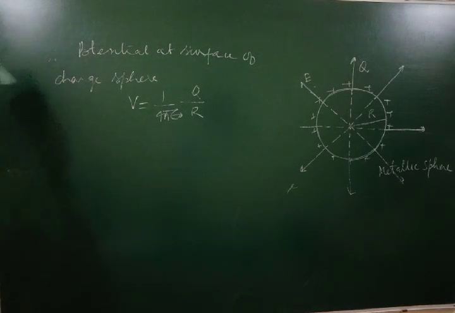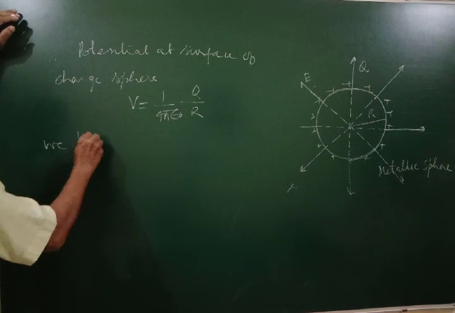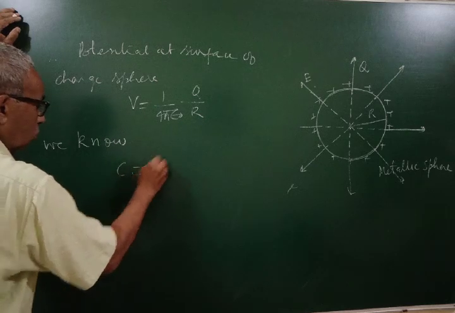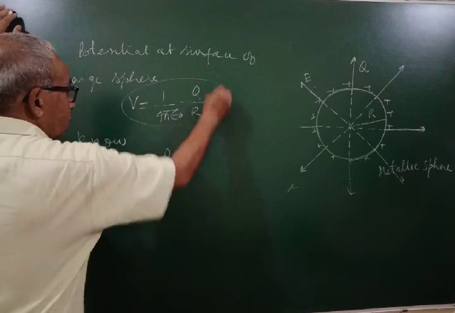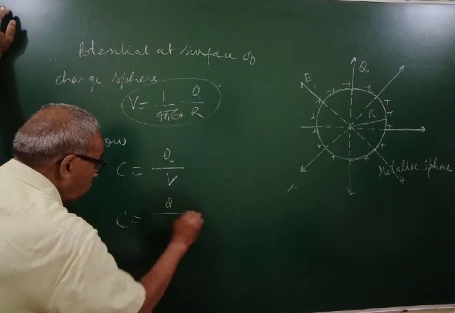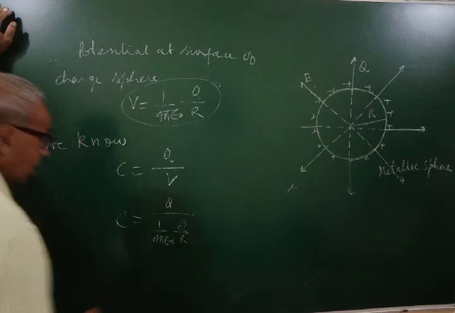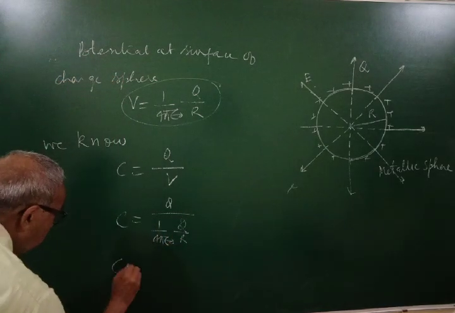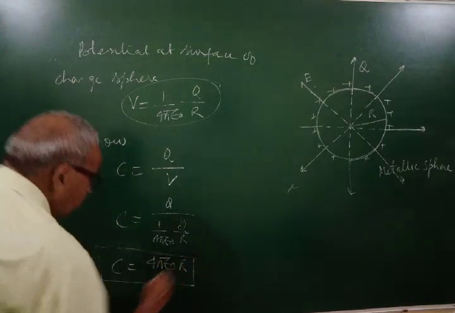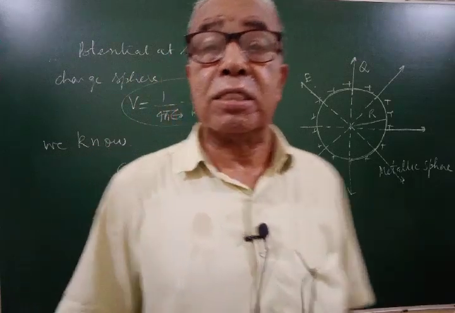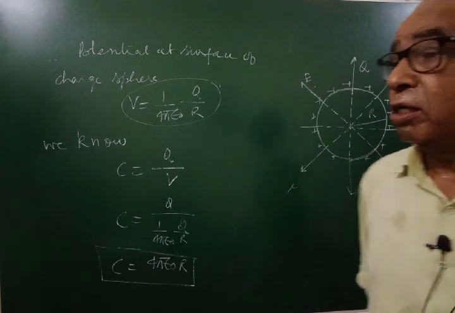Capacitance of the conductor. We know C equals Q by V. Put this V here, Q upon 1 upon 4 pi epsilon 0 Q by R, and that way C comes out equal to 4 pi epsilon 0 R. That is, capacitance is proportional to radius. The bigger the sphere, the bigger the conductor, the more is the capacitance.